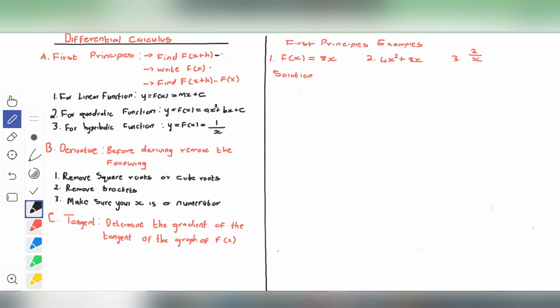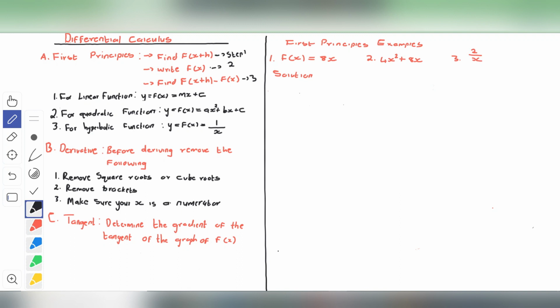The first step is to find f of x plus h, which is step 1. And then the second step is to write f of x, and the third step is to find f of x plus h minus f of x. This is the third step, right?